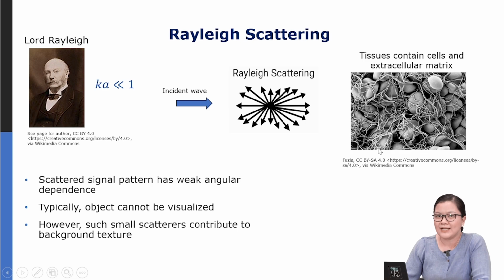And what kind of Rayleigh scatterers can be found in an ultrasound image? Well, we know that tissues contain cells and extracellular matrix proteins that are on the order of a micron scale. So when we talk about ultrasound imaging at the clinical imaging frequencies, the wavelengths are on the order of 0.3 to 1 millimeters. And so these cells and extracellular matrix proteins are quite small, much smaller than the ultrasound wavelength. So they are considered Rayleigh scatterers.